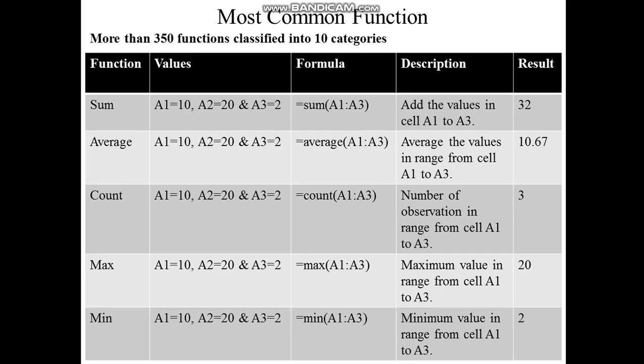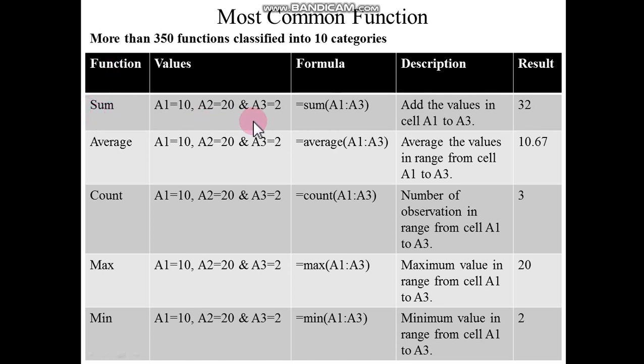Okay, these are the most common functions which are used in the financial calculations. You can see that there are more than 350 functions which are classified into 10 different categories. Later on, when we properly start our course, that is the financial management in Microsoft Excel, we will go through these different functions, but the most commonly used are sum, average, etc. So let's start with the sum.